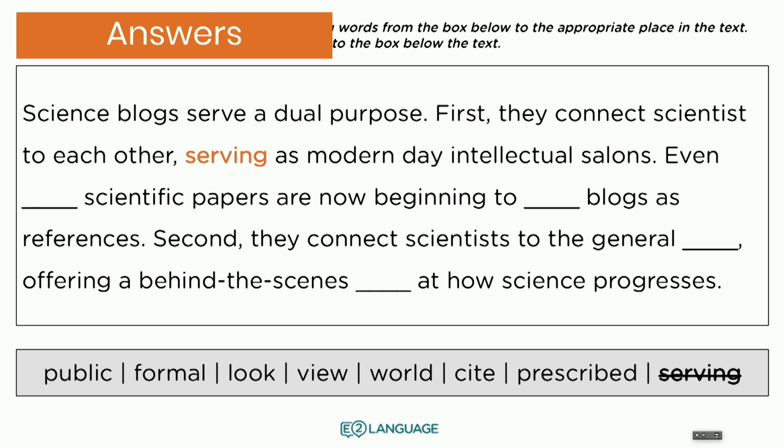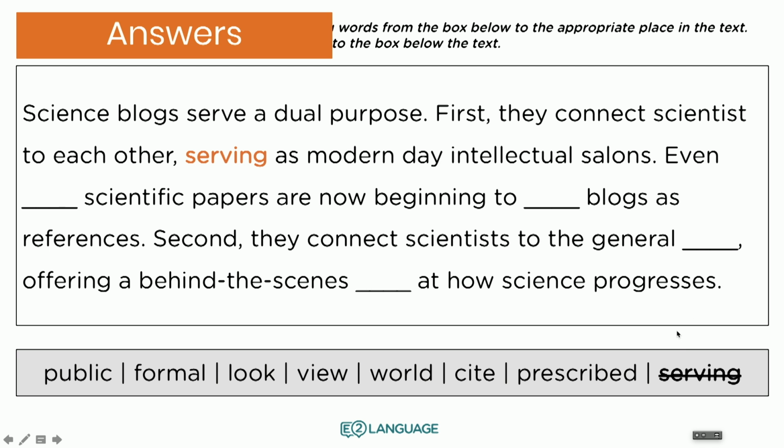The first one was serving, which is a tricky one. It was a gerund. By the way, I realize I've just made a mistake here. It should say scientists, plural. First, they connect scientists to each other, serving as modern-day intellectual salons.